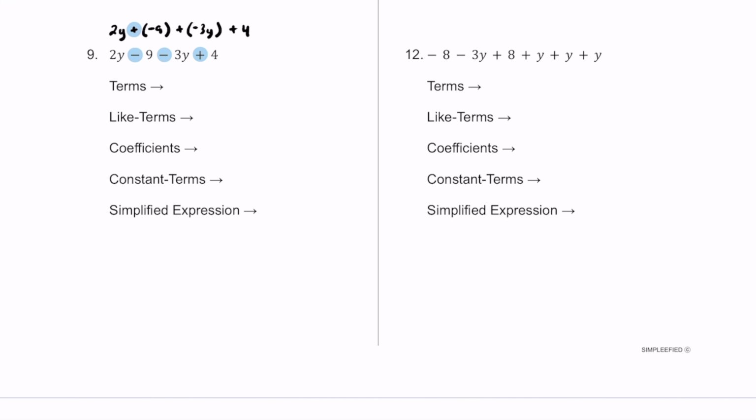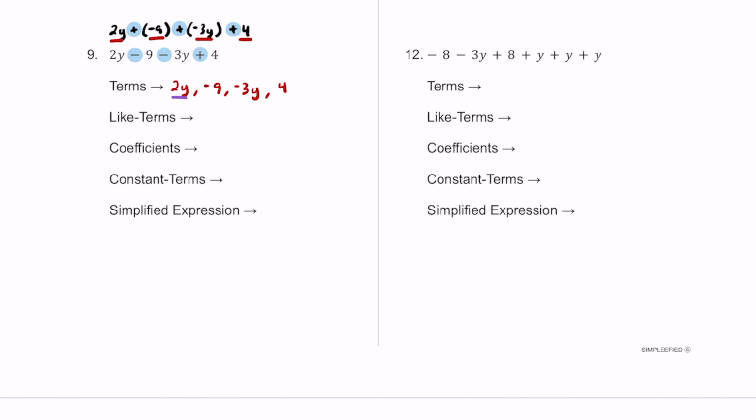So we just rewrote this as a sum by keeping, changing, and flipping to the opposite. Or remember, instead of subtracting a value, we can add its opposite. Okay, another way of thinking about it. It looks like we have 1, 2, 3, 4 terms. So there's always one more term than the number of plus signs. So we have 2y, negative 9, negative 3y, don't forget those negatives, and then we have a positive 4.